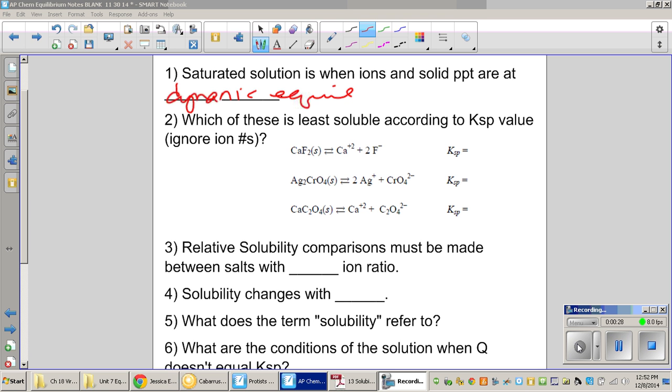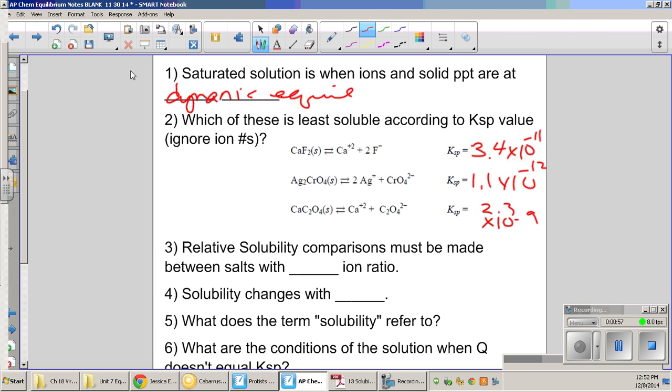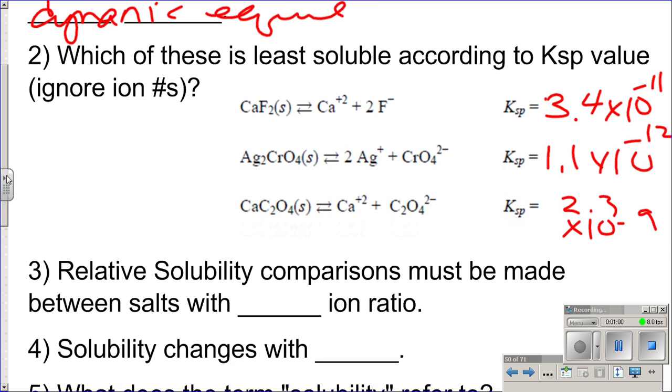So what was the Ksp value for calcium fluoride? Just the Ksp value, just straight up the value. It was 3.4 times 10 to the negative 11. The second one was 1.1 times 10 to the negative 12, and 2.3 times 10 to the negative 9, okay? So if you're seeing these values, ignore the fact that we do have different numbers of ions here. So this one's 3 ions, this one's 2 ions, and this one's 3 ions, 2 ions. Ignore that for a second. If you're just looking at Ksp values, which of these is the least soluble?